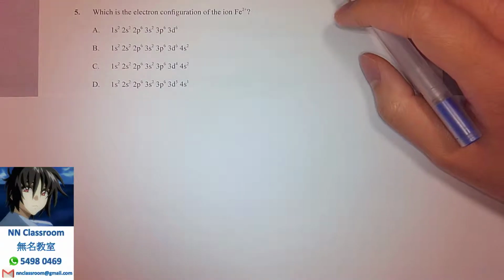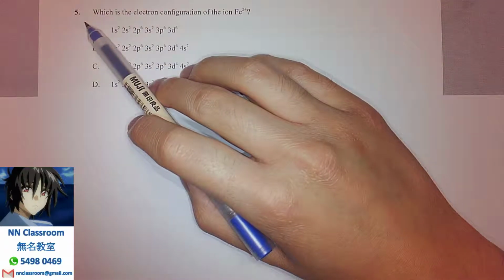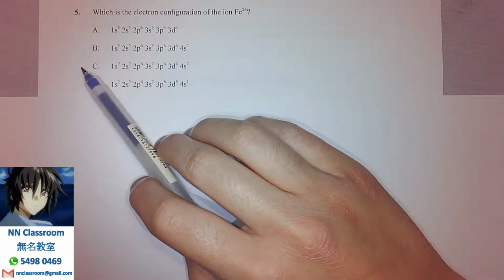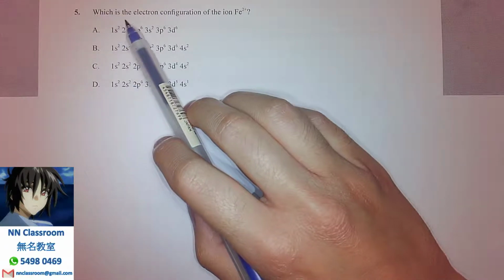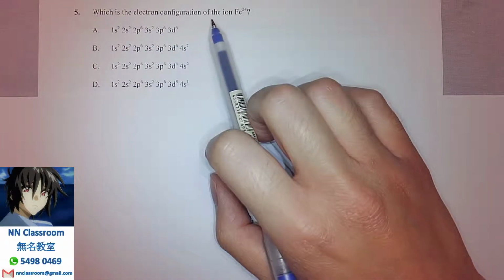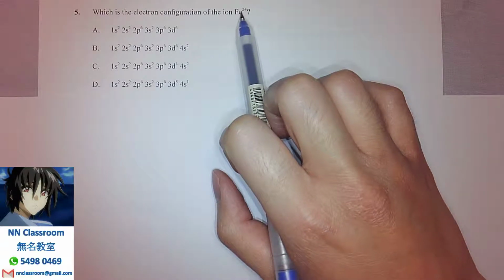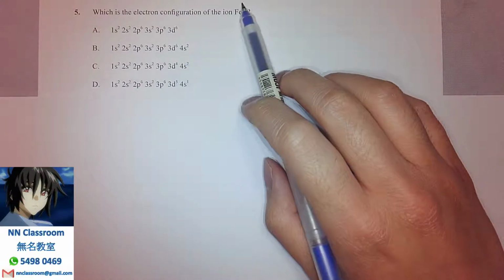Today I'd like to share with you another specimen question from paper 1, which is question number 5. This question is supposedly quite straightforward, asking for the electron configuration of the ion form of iron, which is the iron 2 plus, Fe2+, right?